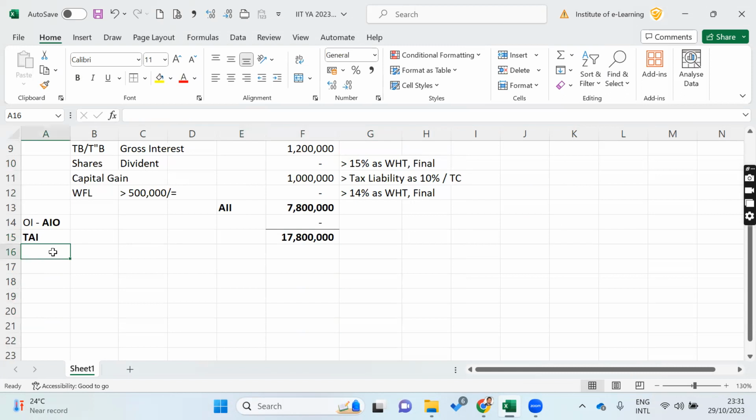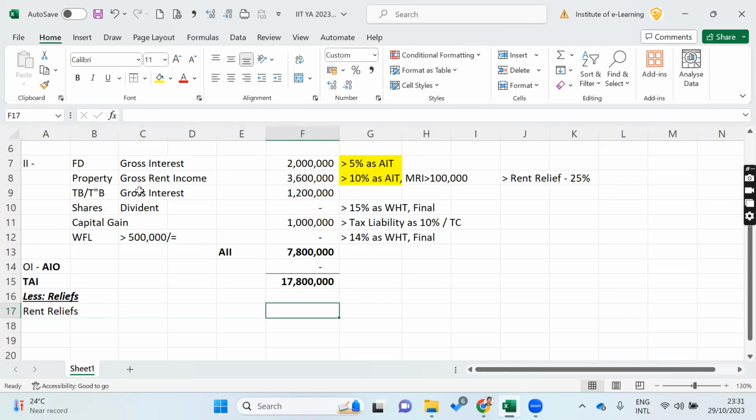After that, you can deduct certain deductions. The first deduction is reliefs. What are the basic reliefs available? First one, rent relief. We can take rent relief if we have rent income. You can take rent relief on gross rent: 25% of gross rent we can take as rent relief.